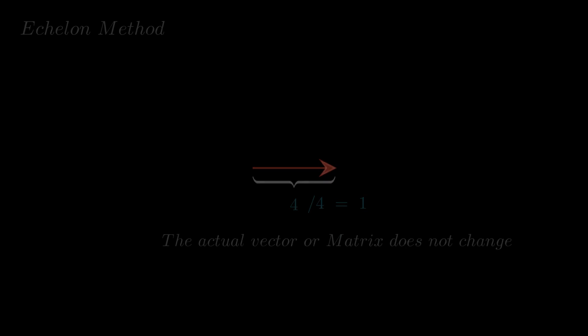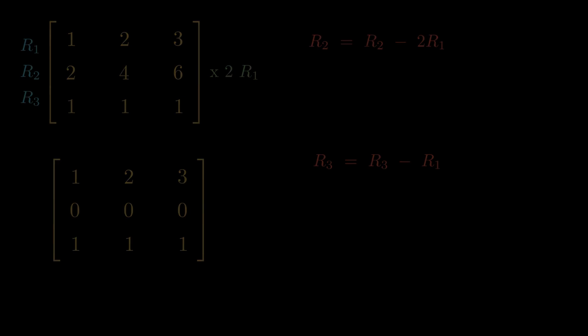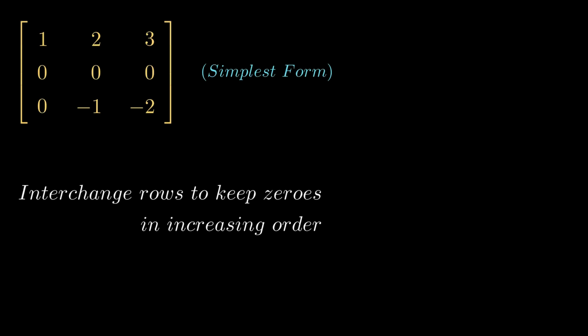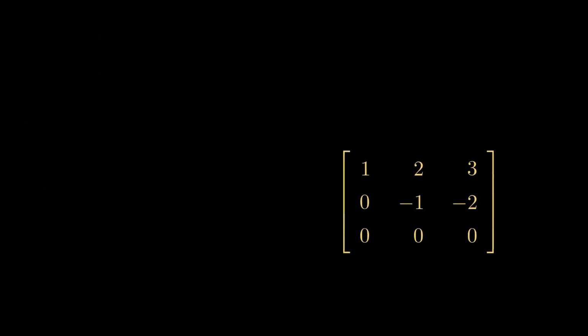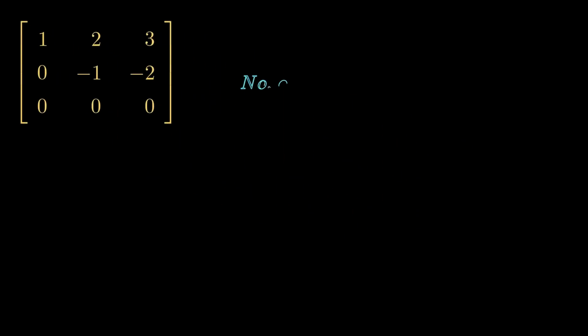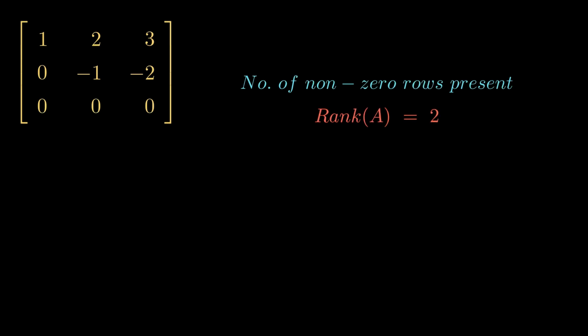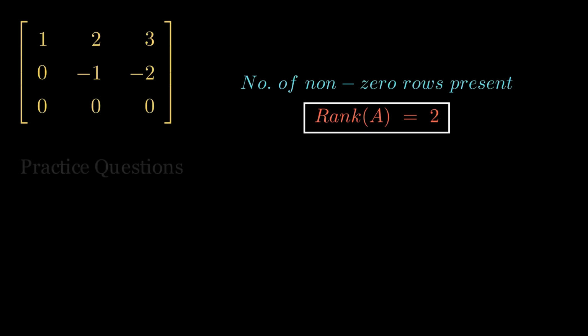Using this, we can say, if we take a matrix and perform algebraic operations, but only on rows, and try to turn all the rows into their simplest form, it will benefit us, as arranging them by interchanging rows to get them in increasing order of zeros will give us the rank of that matrix. From this we can conclude the number of non-zero rows present is the rank of that matrix, which in this case is equal to 2.